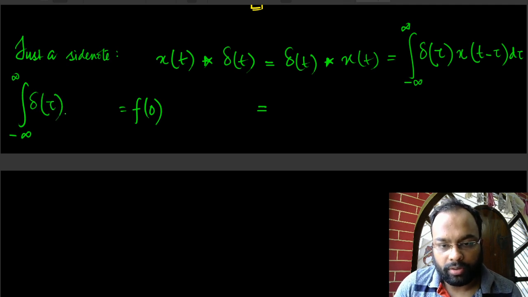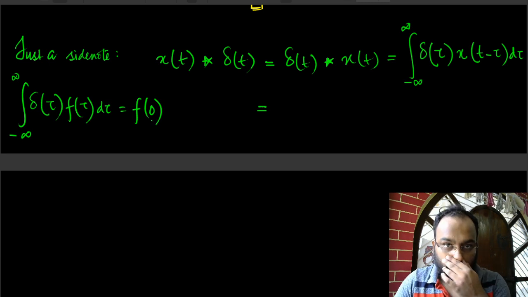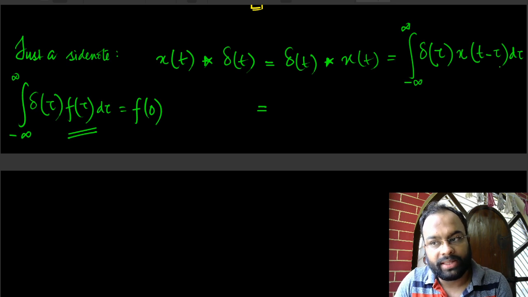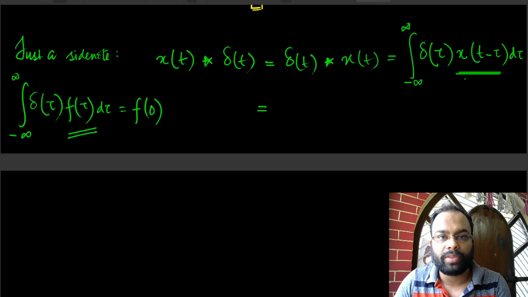Delta tau, f tau, d tau, that's also f0, right? Same thing, tau is a dummy variable here. But try to understand that f was a function of tau. I replaced tau with 0. So in this integration, I have to replace tau with 0 in this function, because that is like f tau. This is my f tau, right? This is my f tau.